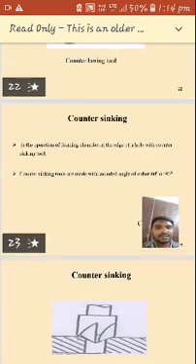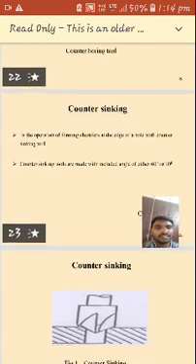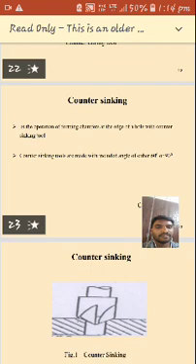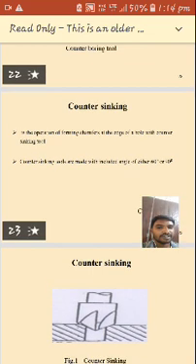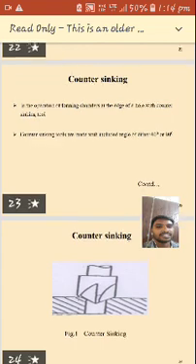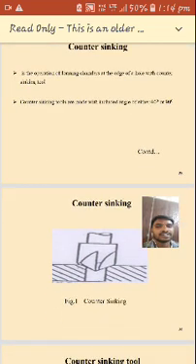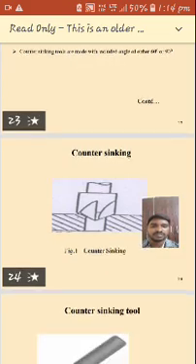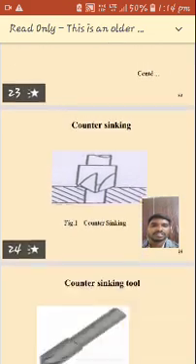The next one is the counter sinking operation. It is the operation of forming chamfers at the edges of the hole with a counter sinking tool. The counter sinking tools are made with an included angle of either 60 degrees or 90 degrees. So that is the counter sinking operation.